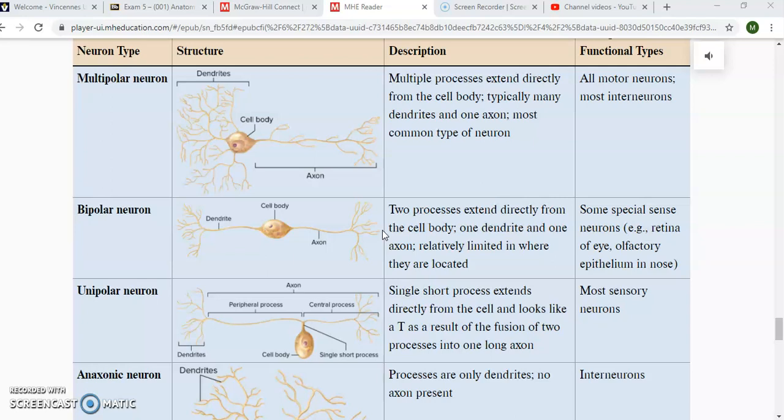All right, and our third type is a unipolar neuron. If you look at the cell body, you'll see there's just one single short process coming off of it. That's why they call it uni, meaning one. And then off of that single short process, you have a central process and a peripheral process. So this one's really funky looking. Doesn't look like the typical one. So this whole part is the axon, and then there's the dendrites down here. So it's very, very strange.